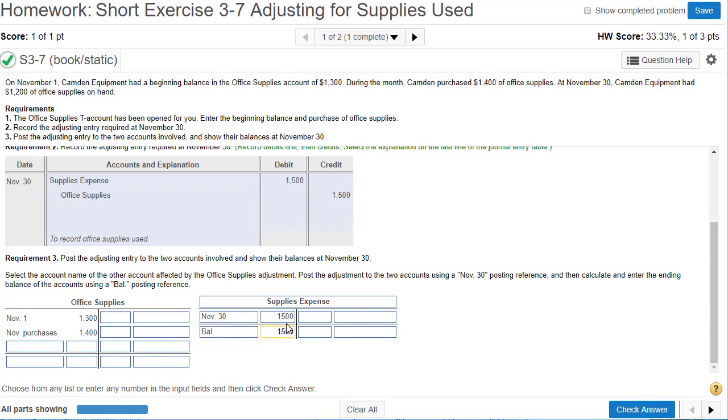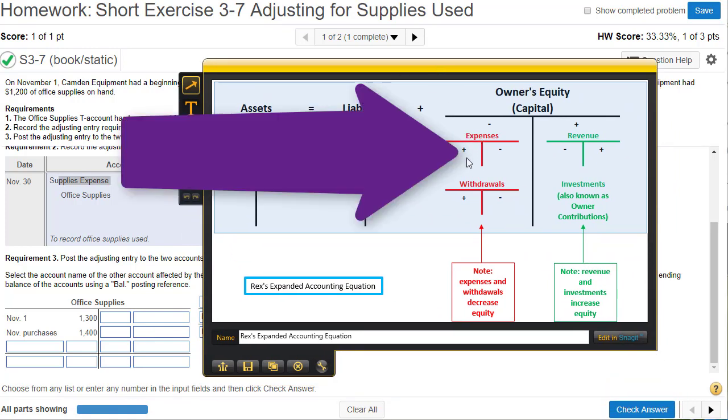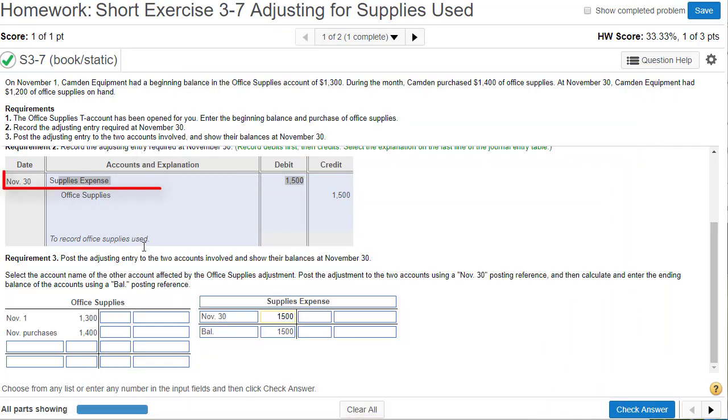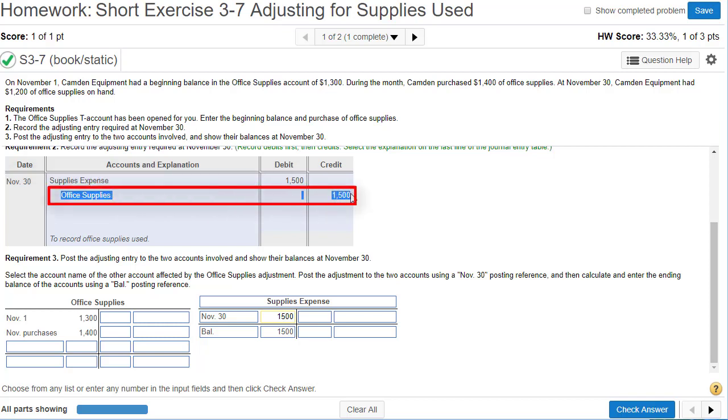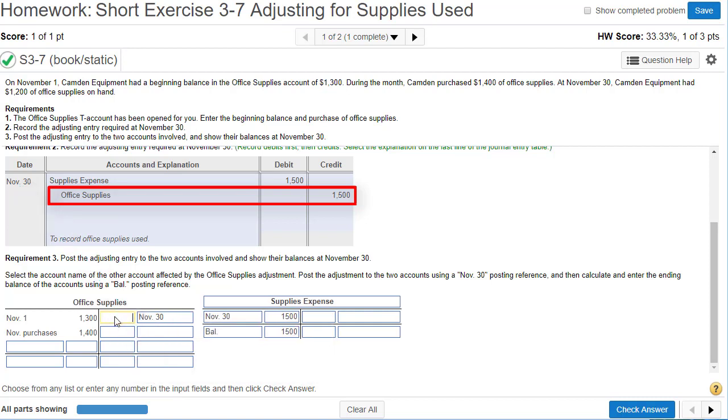Now, if you're wondering why we put the $1,500 on the left side, the debit side, two reasons. We debited it up here, and also, as we use up the supplies, the supply expense is increasing. And as we know, expenses increase on the left or debit side. So we've posted this line. Now we're going to post this line. So we got $1,500 of office supplies going down on November 30th.